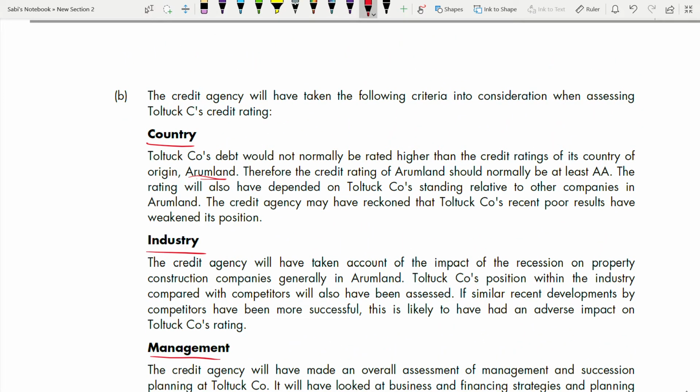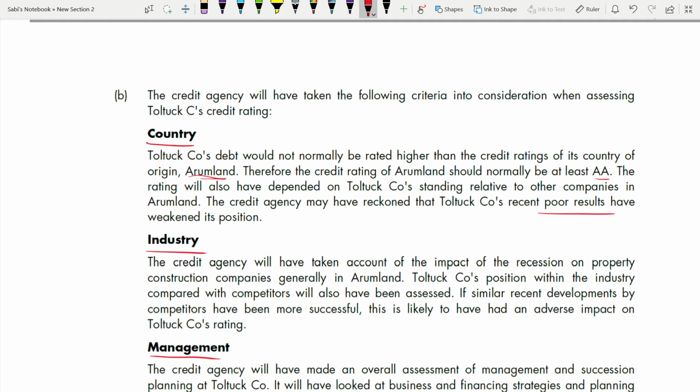Therefore, the credit rating of the country should normally be at least AA. At least. The rating will also depend on the standing relative to other companies in the country. Right? How is your company compared to other companies in that country? The rating is also based on that. The credit agency may have reckoned that Toltuck's recent poor results have weakened its position. We saw that the position was weakening. So because of those poor results, maybe they thought that their credit rating should be reduced.